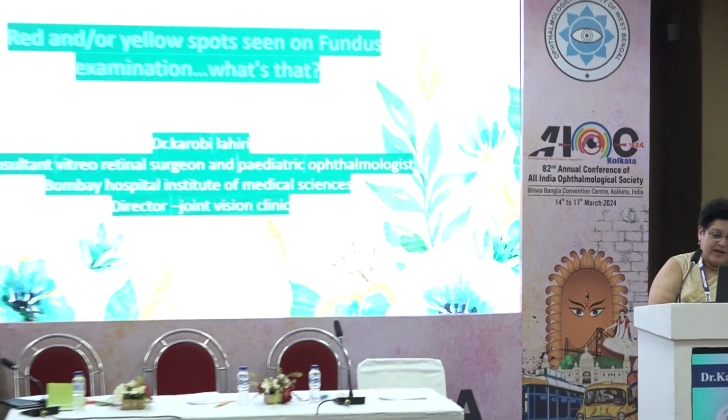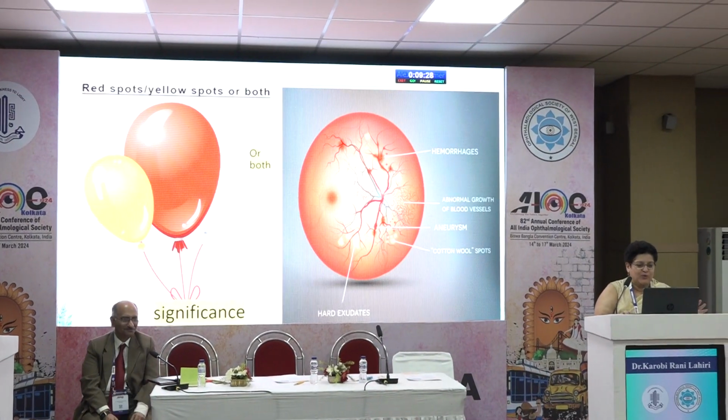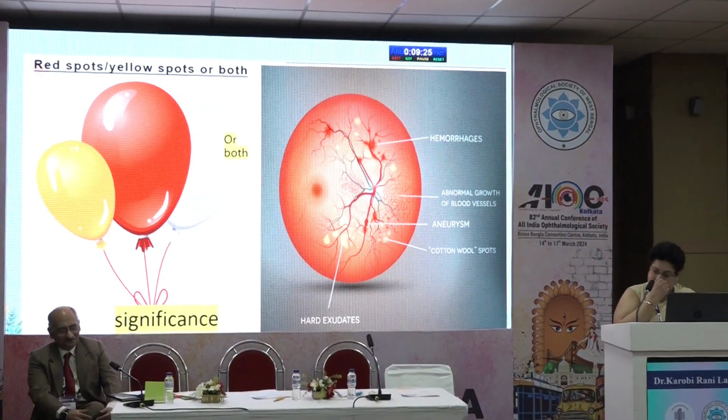So what are we looking at? Thank you, Paritosh, for the topic, and good evening, everyone. I'm going to speak to you about red or yellow spots seen on the fundus examination. When I was given this topic, I thought that everything in the retina, pre-retinal, intraretinal, subretinal, is yellow or red. Maximally it can be black or brown somewhere, or white, but the majority is white, yellow and red. I didn't know how to approach this, but I hope I can do some justice to it.